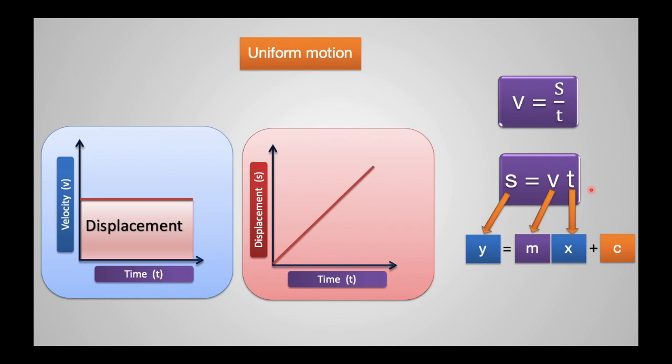And what is the gradient of that graph? You can see here the gradient of the graph is velocity. So the gradient of a displacement time graph is always velocity.